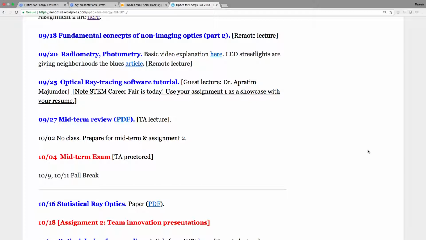And then we will have a midterm review. So basically, we'll go through all the topics that are important for the midterm. And there's no class on September 2nd. That might change depending upon how we are progressing in terms of time, but just be aware of that for now. And then we have midterm right before the fall break.